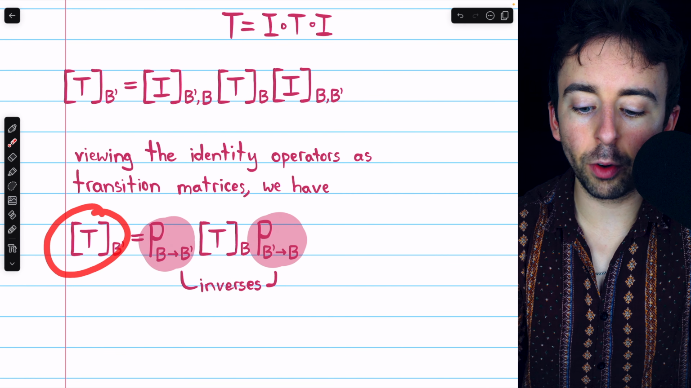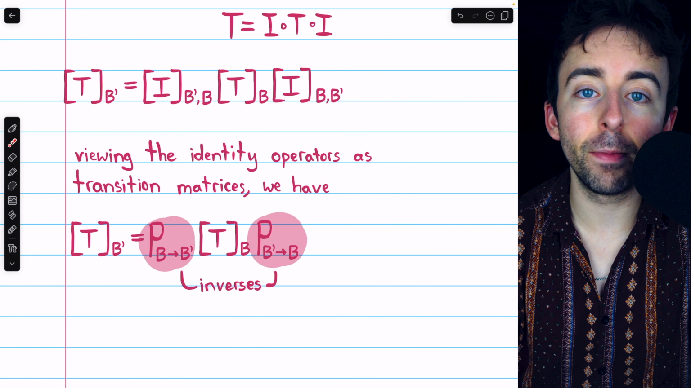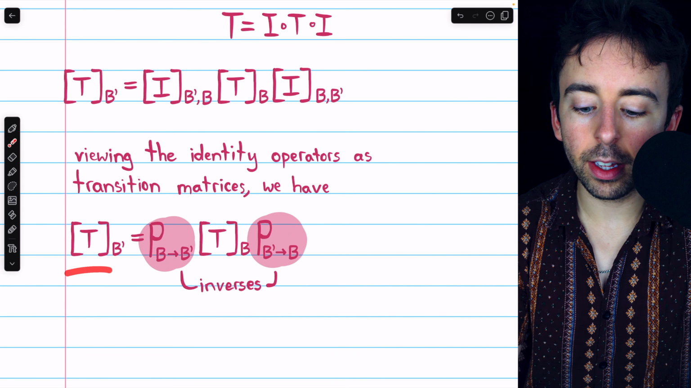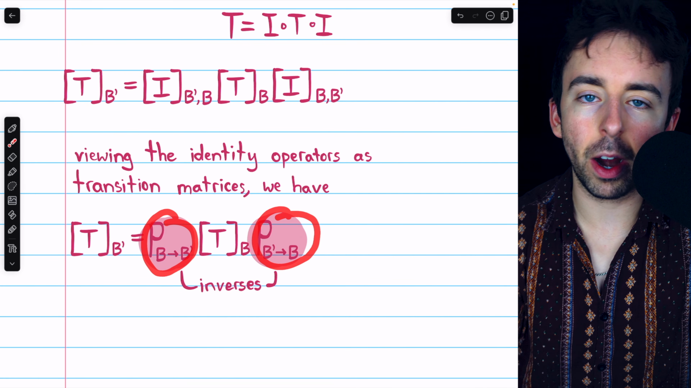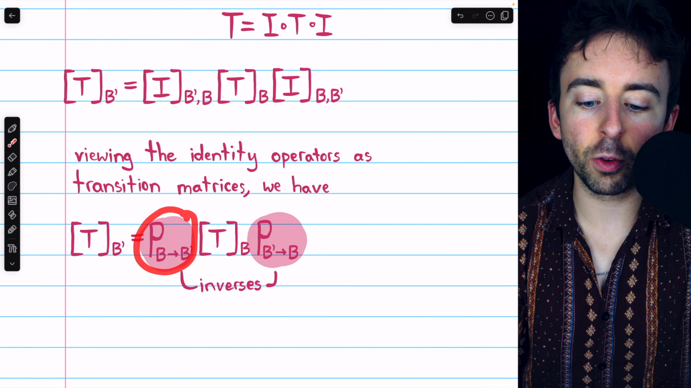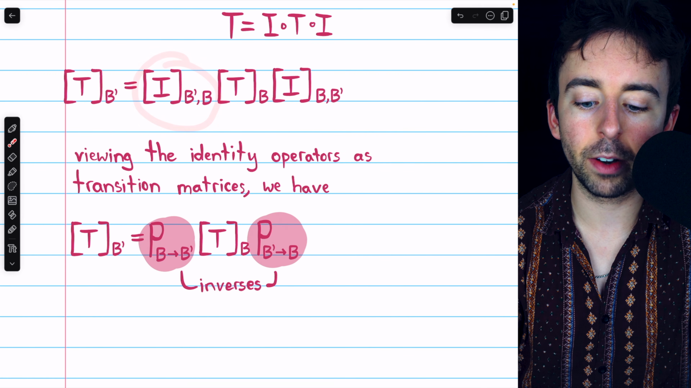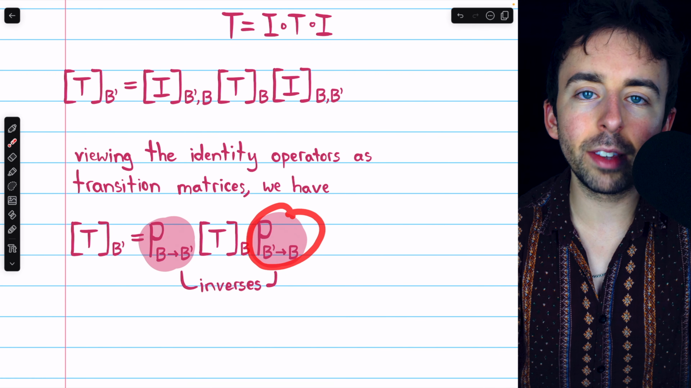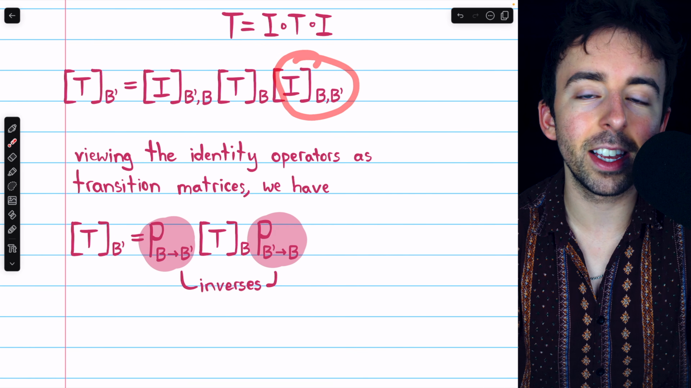We have the transformation matrices for the linear operator T, but with respect to different bases, and one equals the other, except getting multiplied on the left and right by some transition matrices. On the left is the transition matrix from B to B prime. That's coming from this identity operator. And on the right is the transition matrix from B prime to B, which is coming from this identity operator.